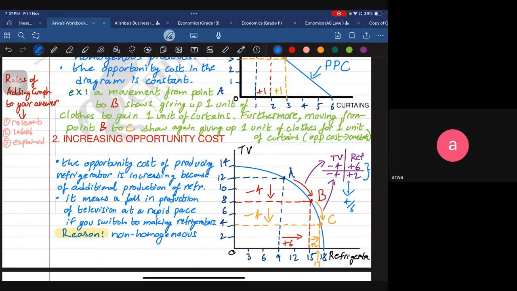Yes, sir. So what is the opportunity cost here? I'm doing this for the refrigerator. Calculate this. It's 0.667. And then you move forward. So again, you have to lose 4 to gain 2 more. So now it is 2. So it's increasing. Very good. Very nice. So is it clear, the point?